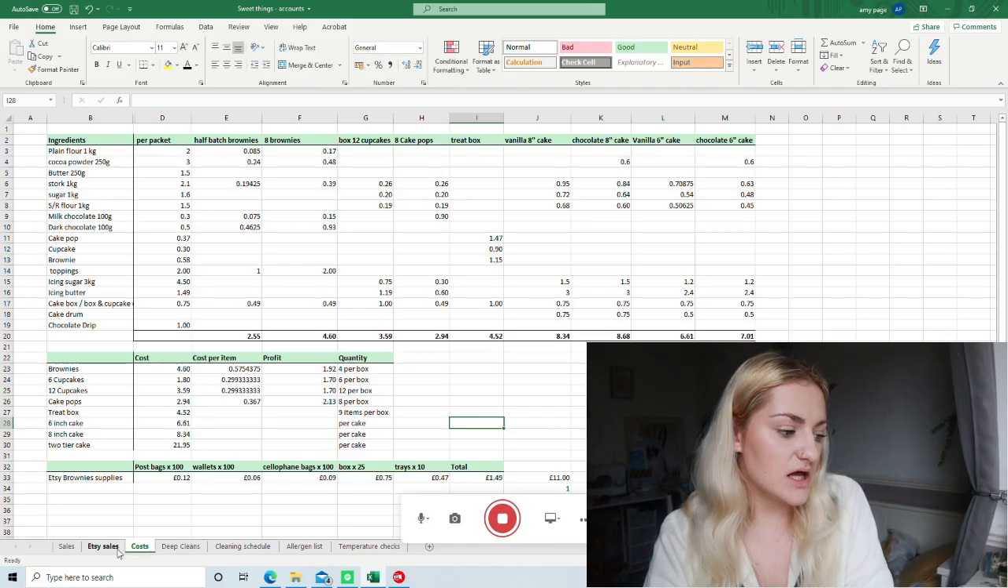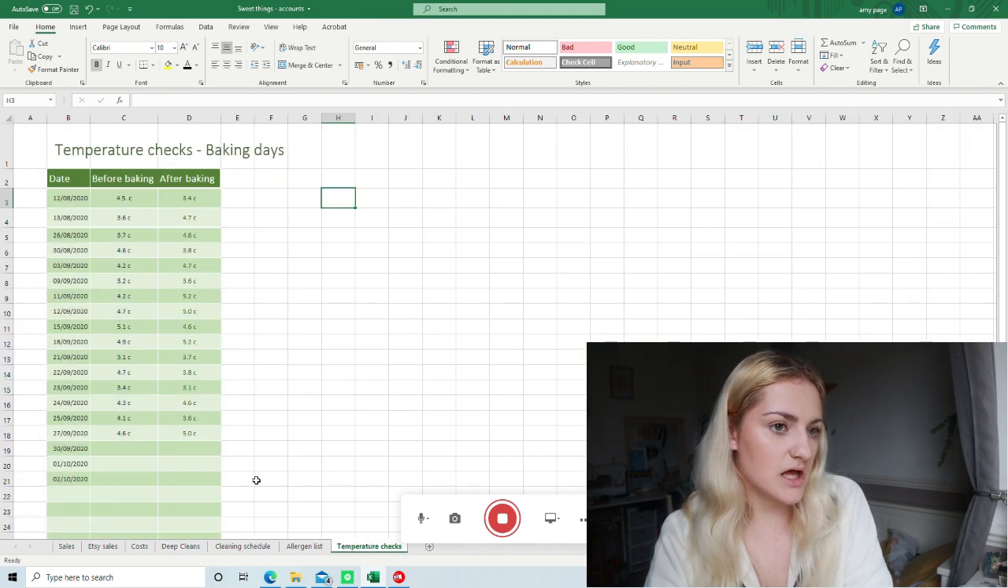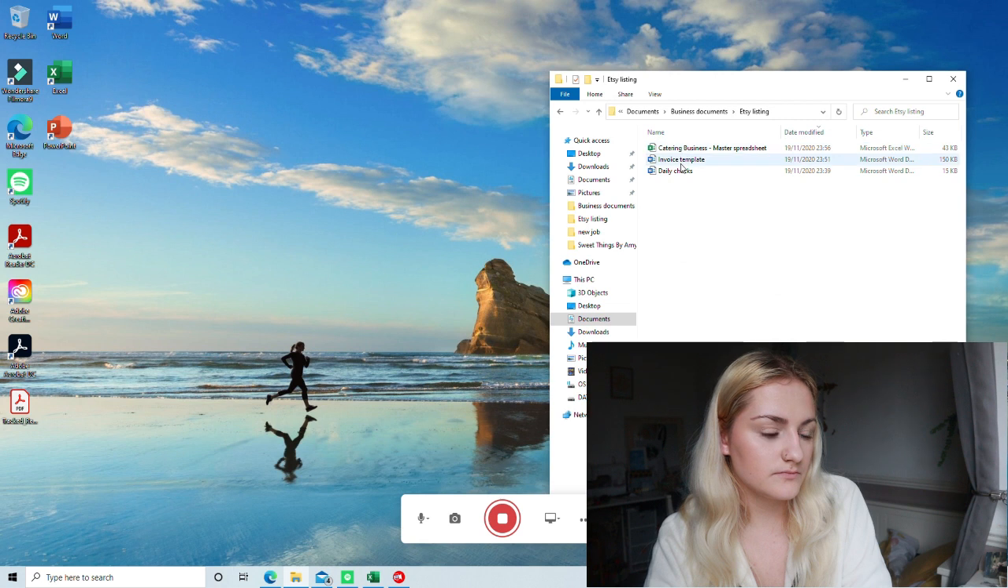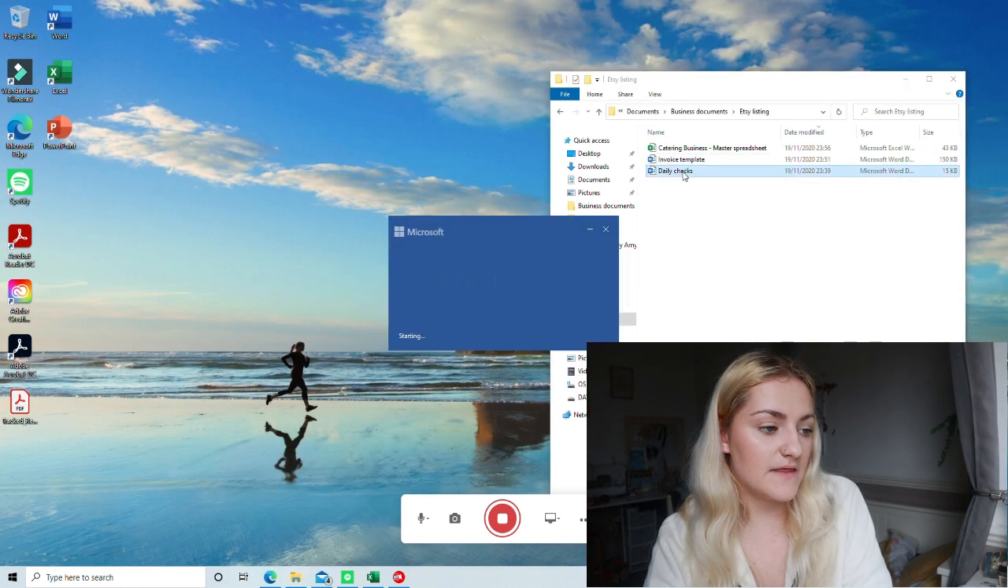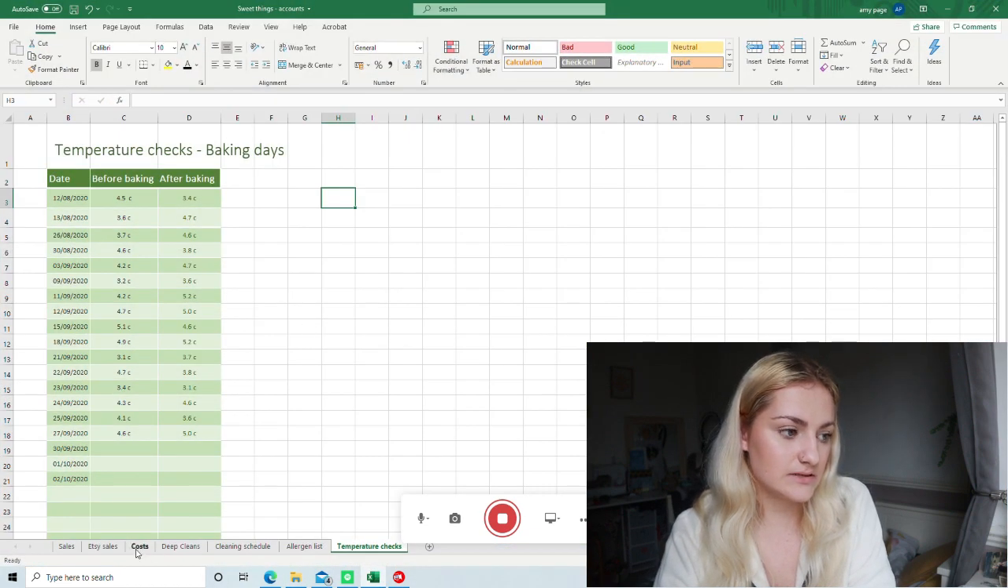And then just a little sneak peek so you kind of know. These are all going to be made a little more pretty because these are simple spreadsheets for me to use. I'm just going to make them look a bit nicer for other people. I can't show you those two because we've got names and addresses. There's deep cleans, cleaning schedule, allergen list, temperature checks, and then there's also invoice, and daily checks, so like opening and closing checks. So yes, that is the spreadsheet pack.